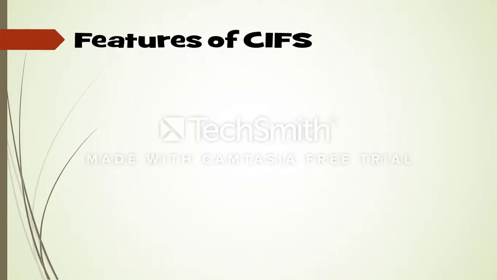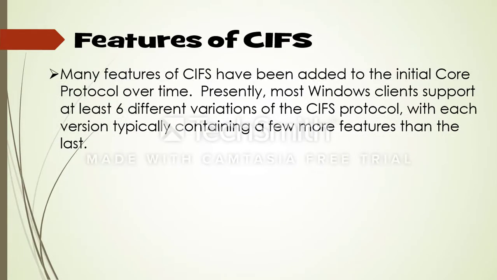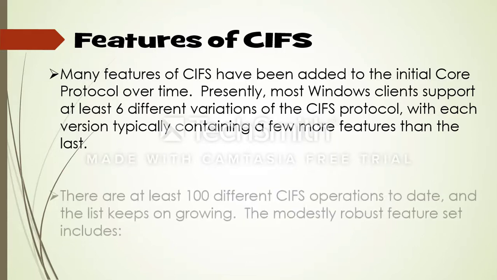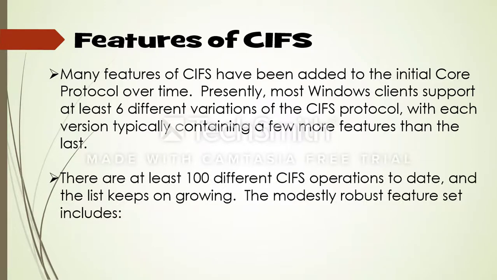Now, let's start with the features of the CIFS. Many features of CIFS have been added to the initial core protocol over time. Presently, most Windows clients support at least 6 different variations of the CIFS protocol, with each version typically containing a few more features than the last. There are at least 100 different CIFS operations to date, and the list keeps on growing.